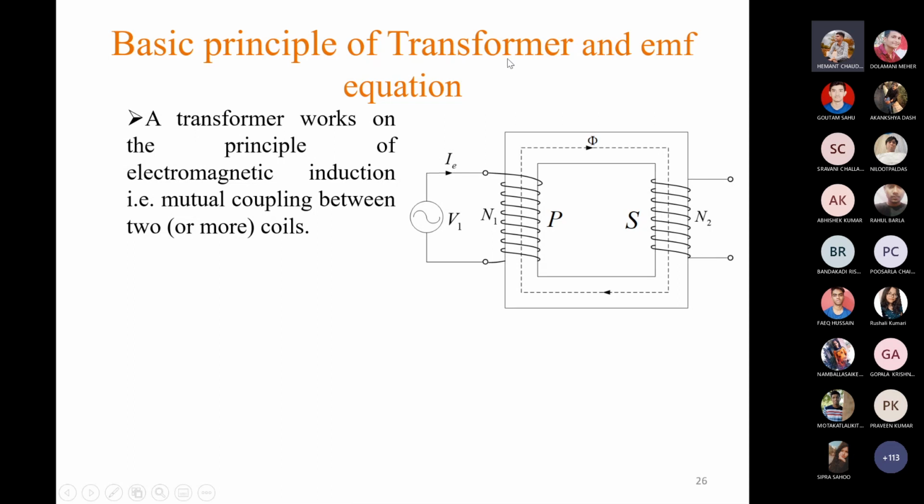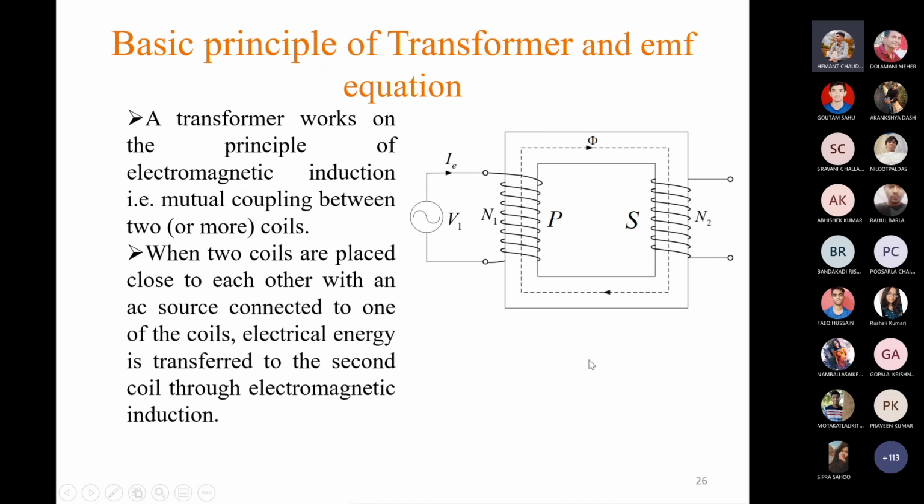Okay, so here we are going to derive the transformer EMF. So what happens when these two coils are placed close to each other and one of the coils is supplied from an AC voltage source?